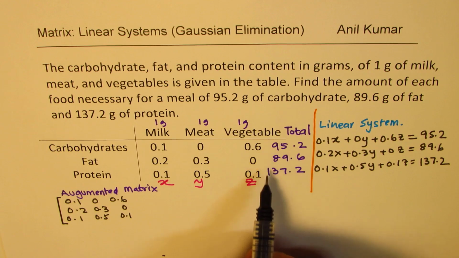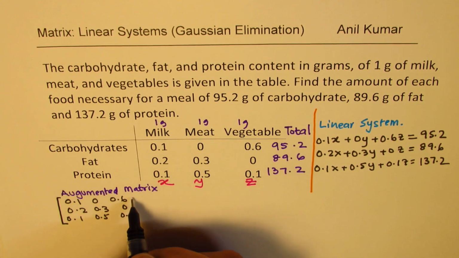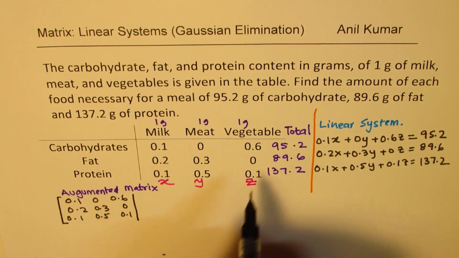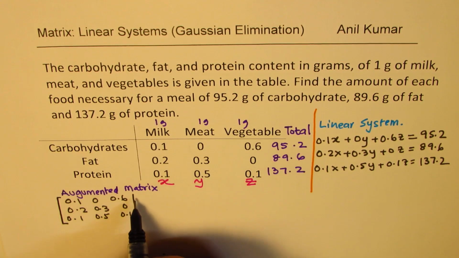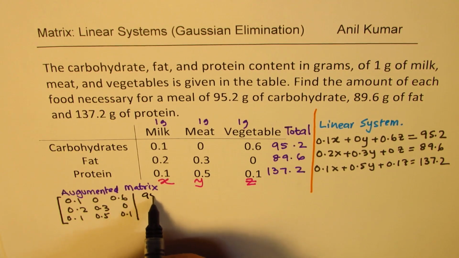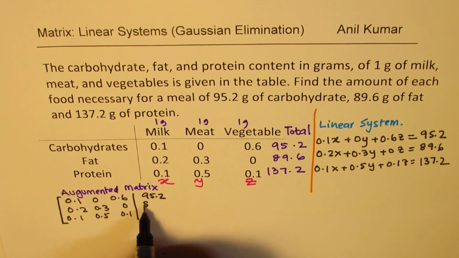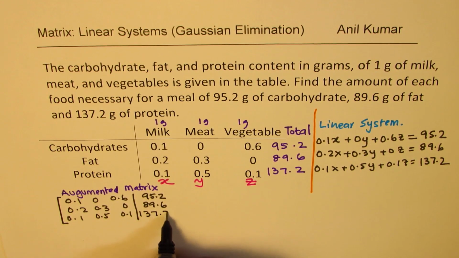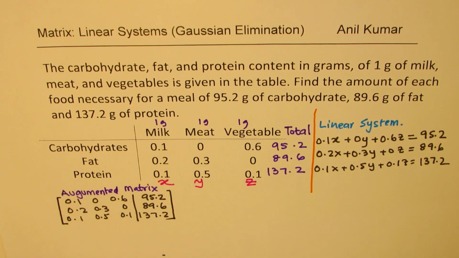Now we are given that this should be equal to all that, so we put a bar here and write these things on the right side: 95.2, 89.6, and 137.2, and then we close. This is called the augmented matrix, where we have taken the coefficients and translated them into this form. You get the idea. Perfect.